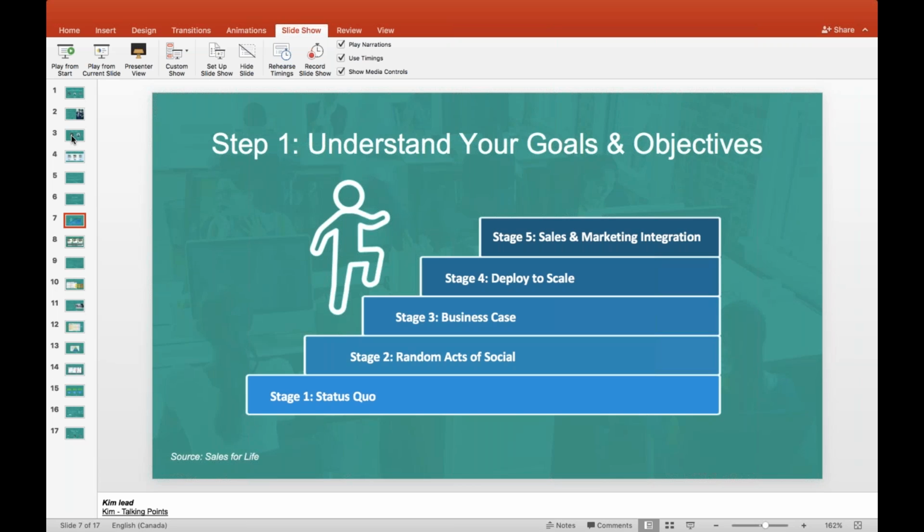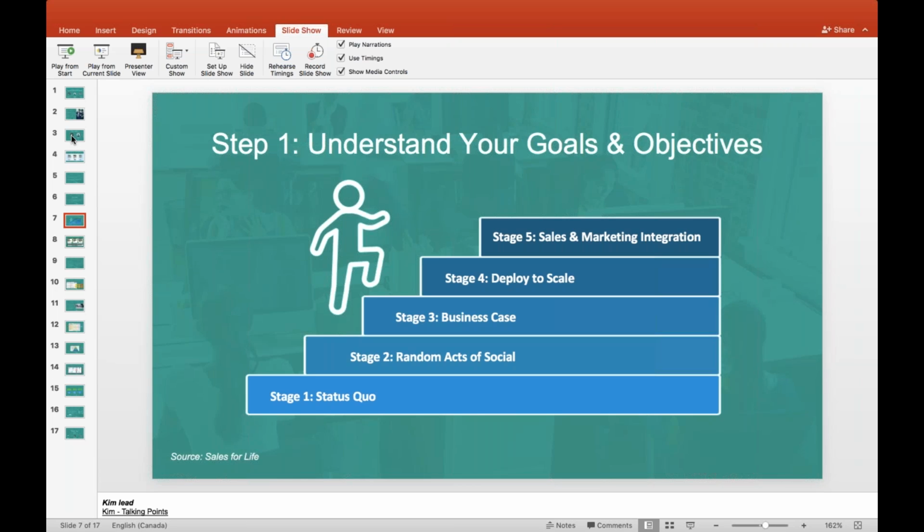And I think one of the things that's important to recognize is many of you and your organizations are at different stages. Some organizations haven't even begun to think about the value of social and social selling for your organization. And in some cases, you've got sales reps that are starting to use social.